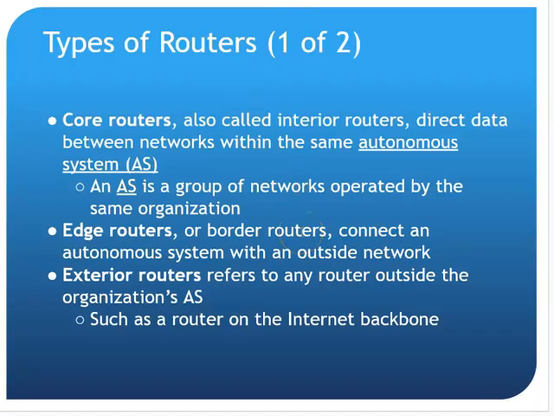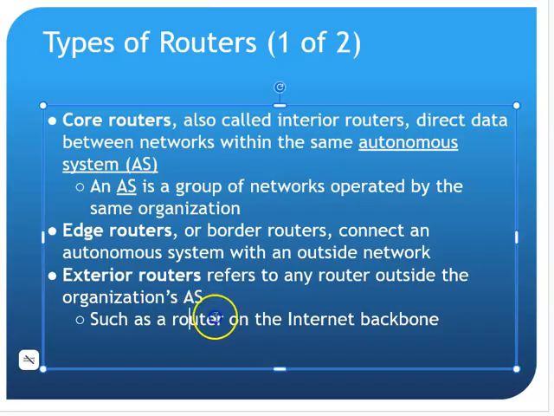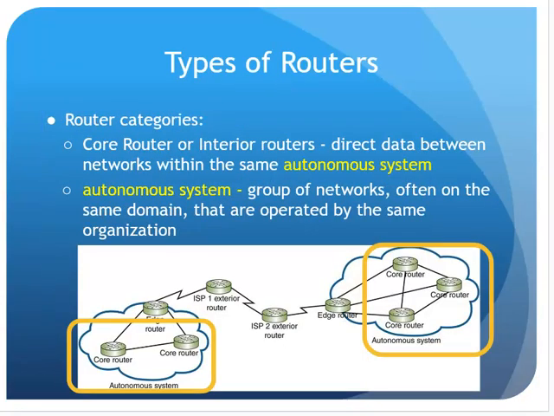Exterior routers refer to any router outside the organization that's basically routing traffic between different autonomous systems. These are usually ISP or backbone type routers, just to give you an idea. Here are some examples of those. I took the picture they had and I kind of broke it out for you.